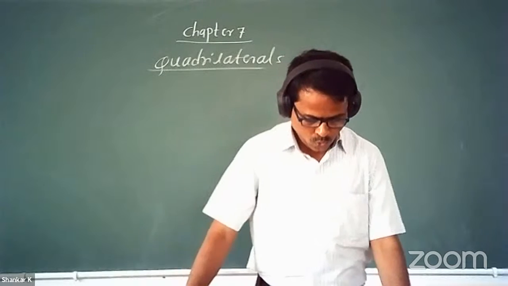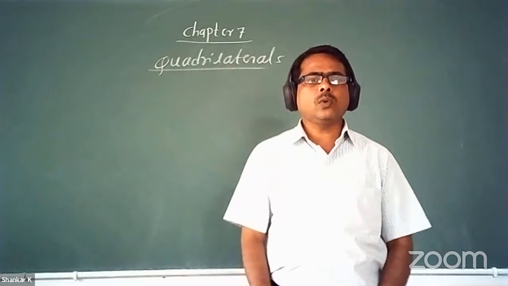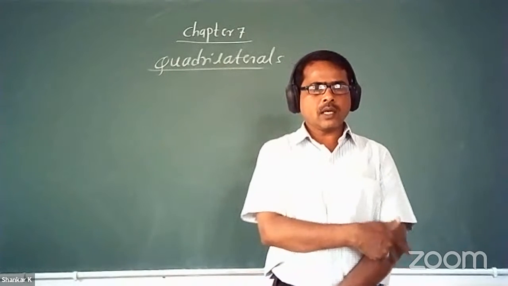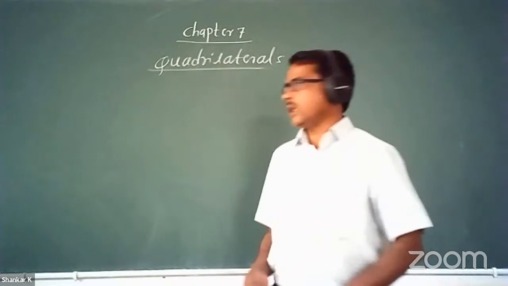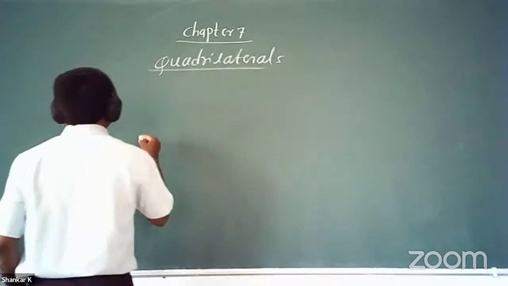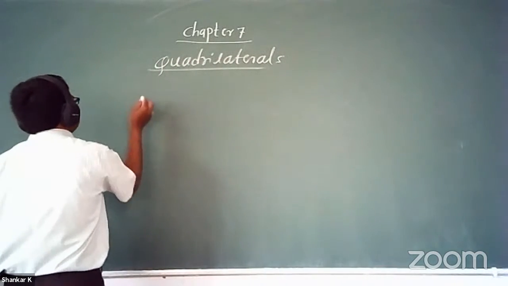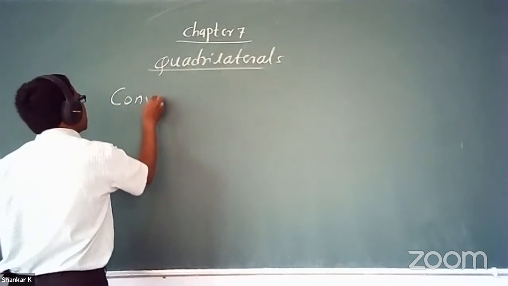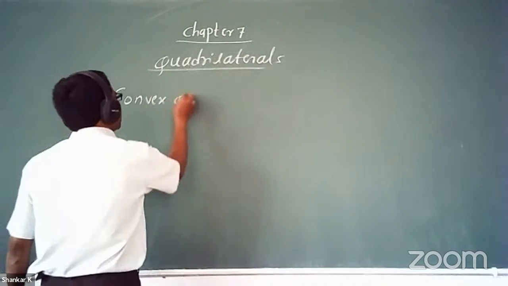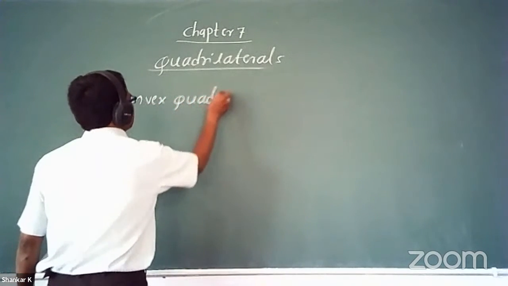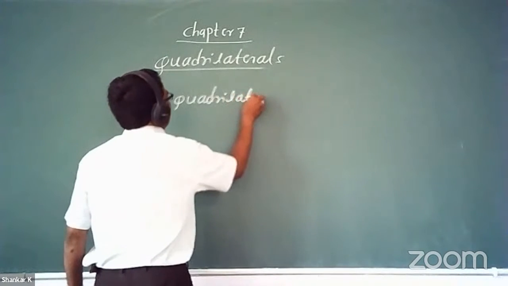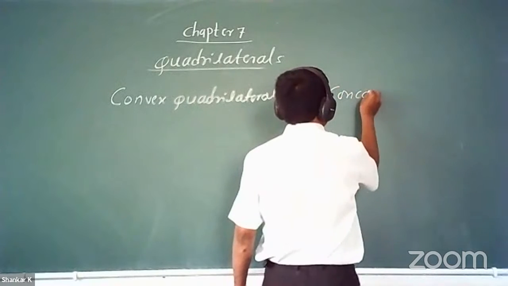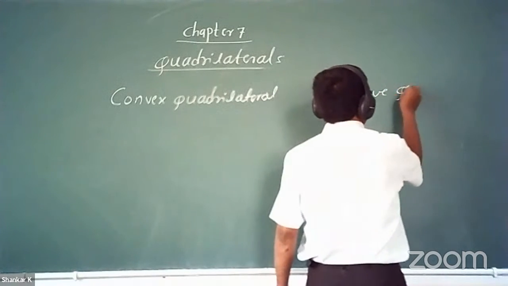There are two kinds of quadrilateral. One is a convex quadrilateral, another is a concave quadrilateral, like convex and concave mirrors. Here we say convex quadrilateral. Another one, concave quadrilateral.